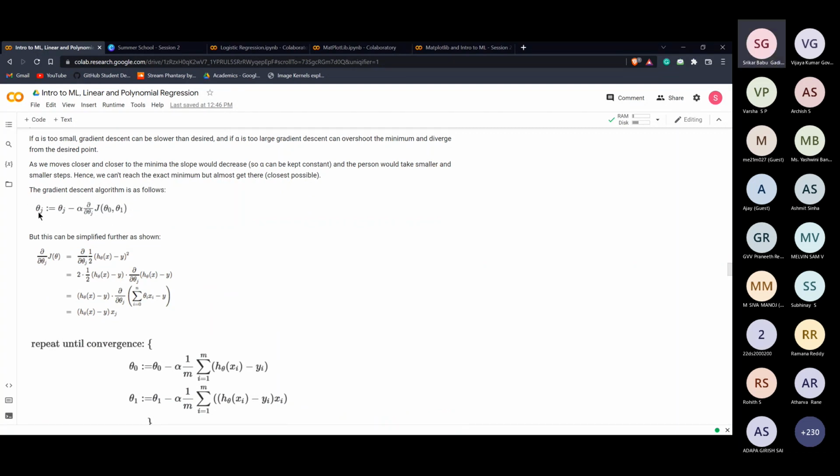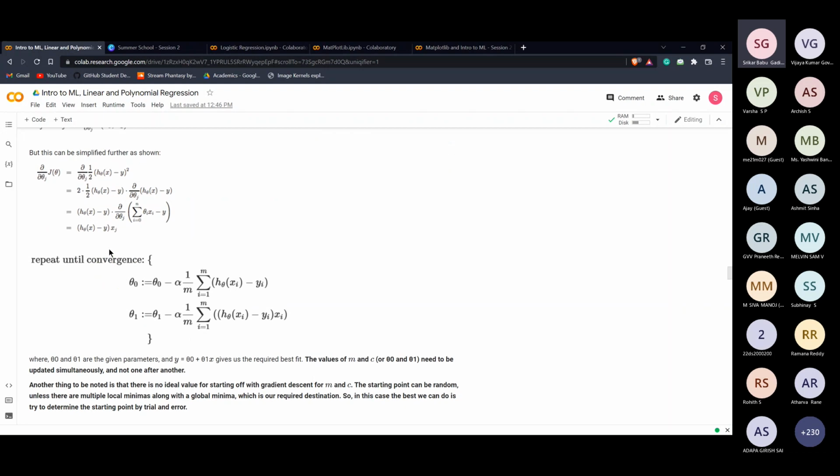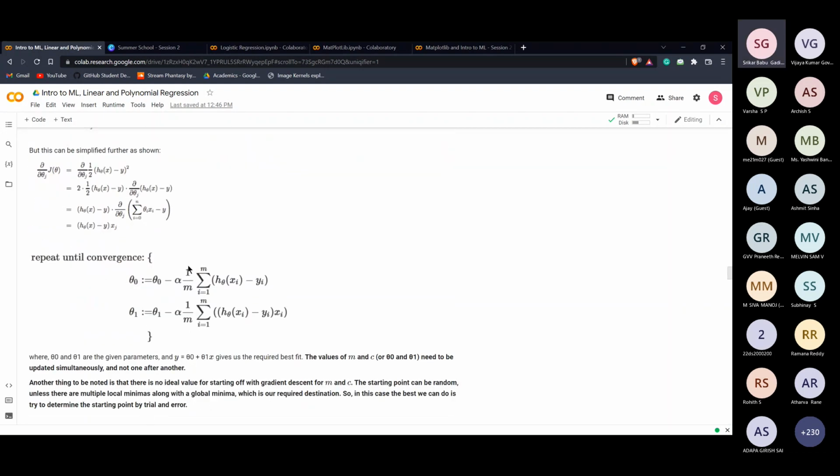Theta naught is your intercept. Theta 1 is your slope. So theta j is equal to theta j minus alpha times the partial differentiation of that cost function with respect to that variable. And alpha is your hyperparameter, which is the learning rate. When I differentiate this cost function with respect to theta naught, I get this term, and with respect to theta 1, I get this term. It is basic, simple differentiation. If you do something of this sort, you will end up with this equation.